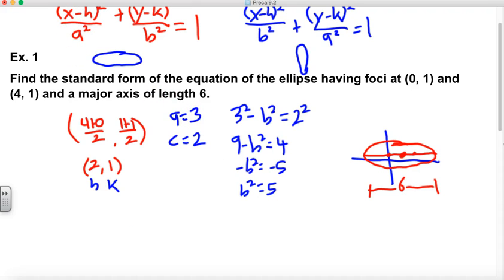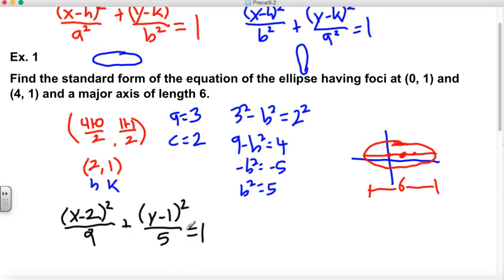So let's write our function. I've got X minus H, which is 2, so I can actually erase that and put 2. X minus 2 squared over A squared. Well, A is 3, so 3 squared is 9, plus Y minus K, which is 2. Again, messing up. Y minus 1, not 2. Y minus 1 squared over B squared, which I said was 5, equals 1. Okay, so there's my answer. That's the standard form of the equation of this ellipse.